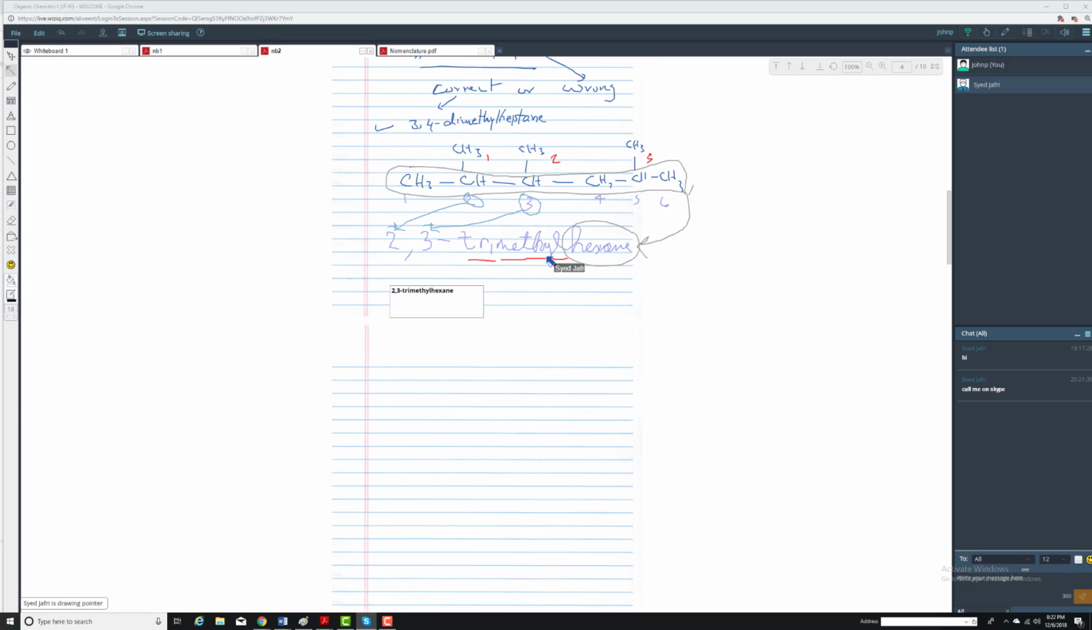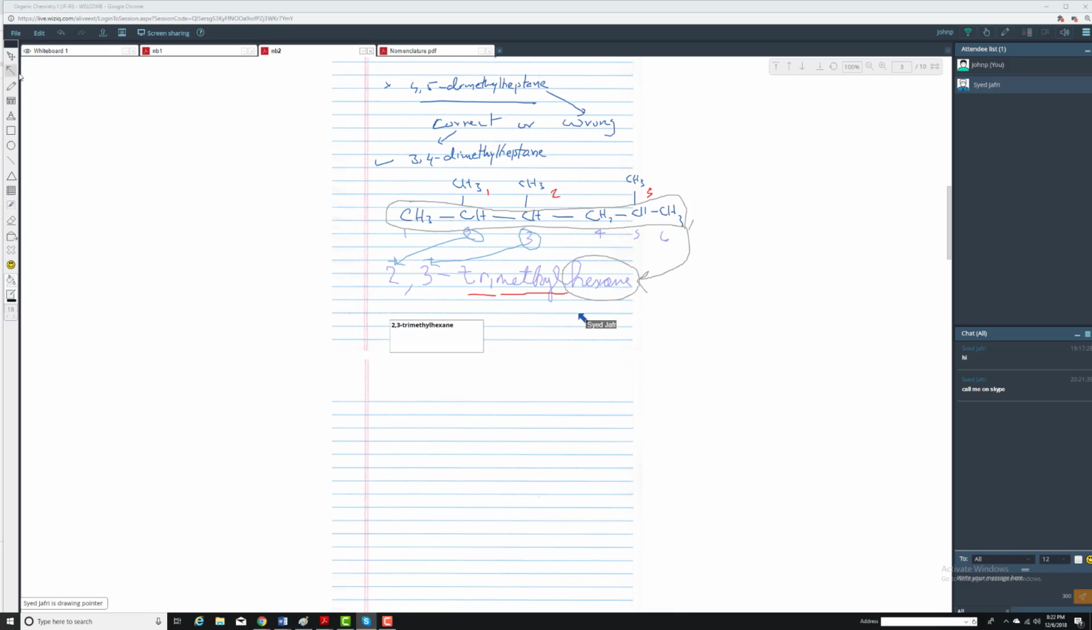Okay, now correct. Numbering looks correct to me, but there is some problem with the naming. Look here at what you're writing. That's correct: trimethyl, 3-methyl groups, am I right? But I see only the 2 position. When you have 3 methyl groups, you have to mention 3 positions.